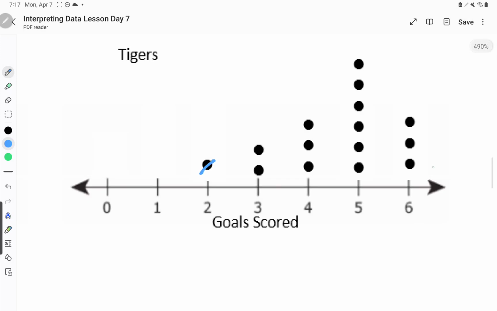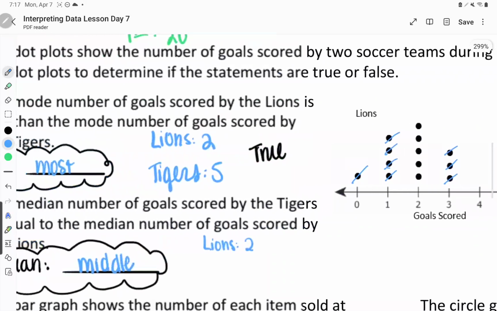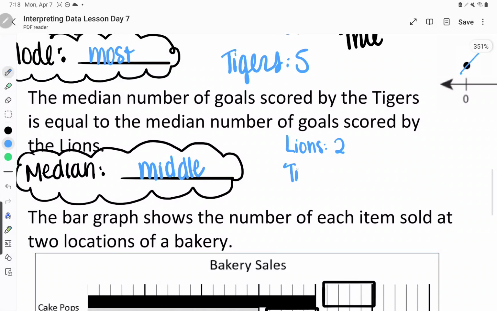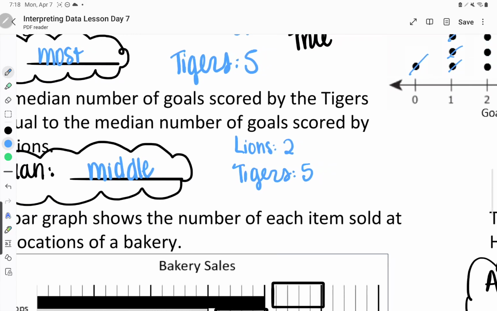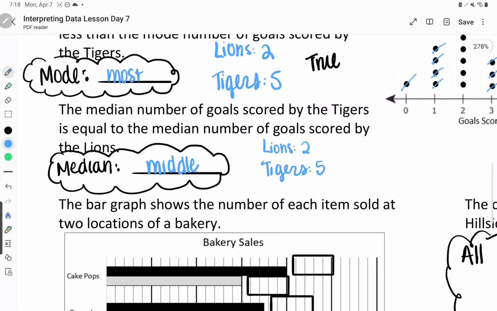So you should have done lowest, biggest, lowest, biggest, and so on, and you're left with a bunch of 5s. So the Tigers' median is 5. So is it true that the medians are equal to each other? No, this statement is false.